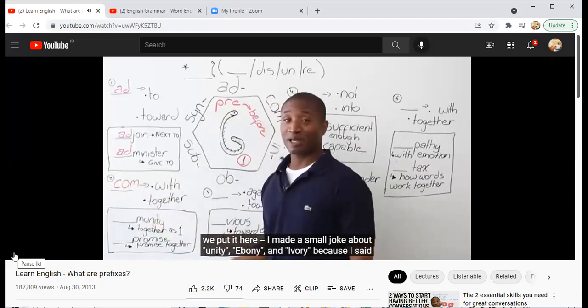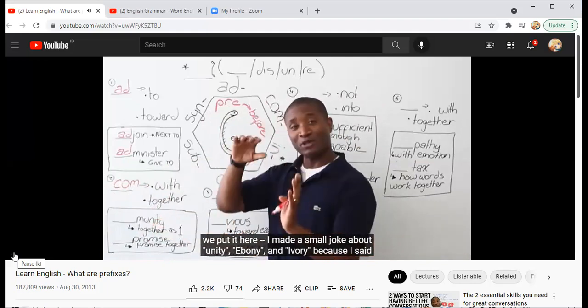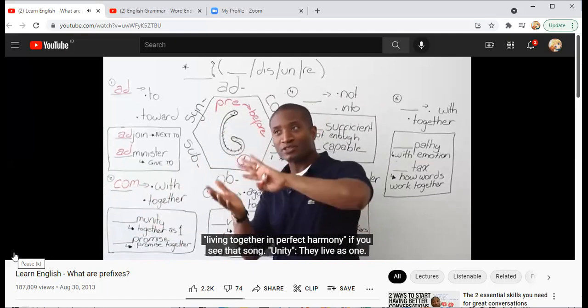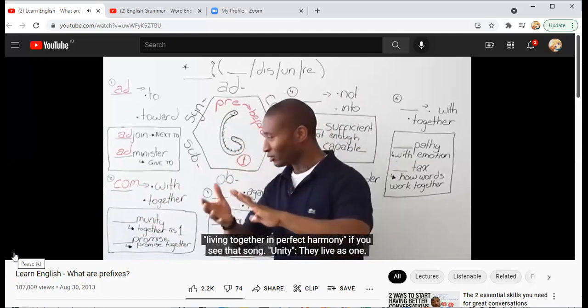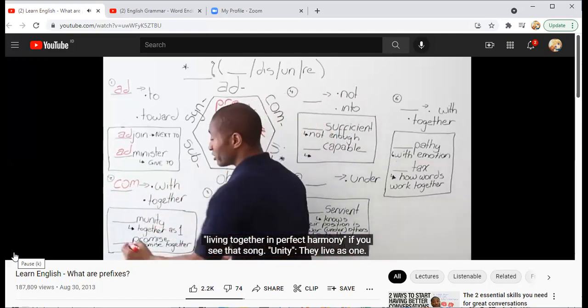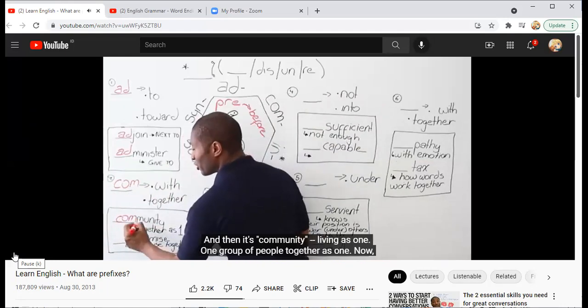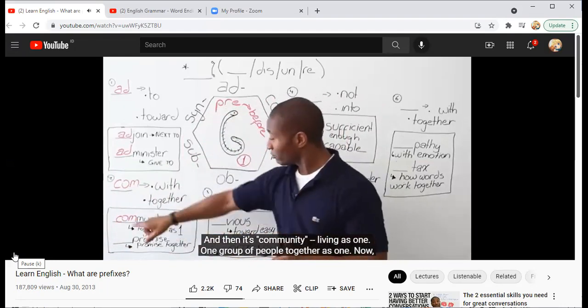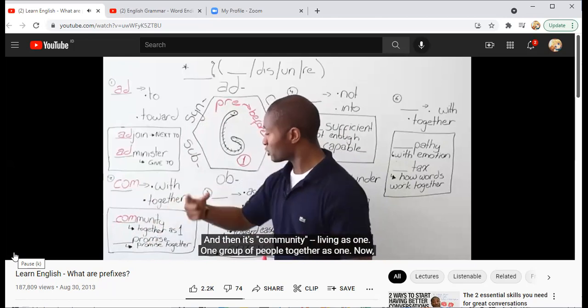And when we put it here, I made a small joke about unity, ebony and ivory, because I said living together, perfect harmony. You see that song? Unity, they live as one. Community, living as one. One group of people together as one.